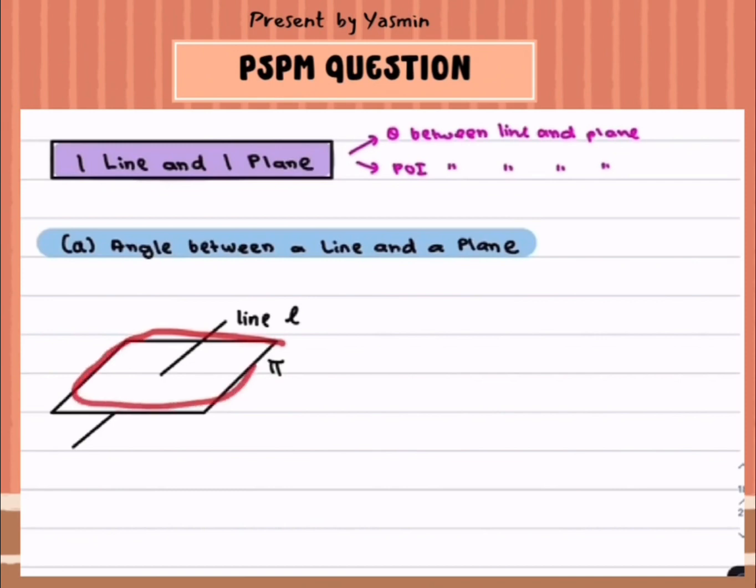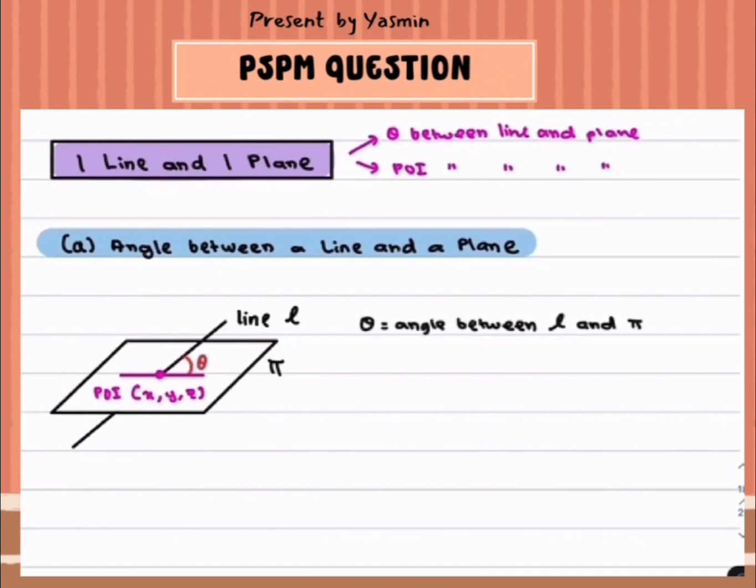Let's say this is your plane and you have a line going through your plane. And hence you're going to have a coordinate, which is actually the point of intersection where your line intersects the plane. So let's say I'm going to call that coordinate x, y, and z. So I want to find the angle between line and plane. So this is the line and this is your plane, and hence the angle theta between line and plane is here. So remember that the angle theta is the angle between line and plane.